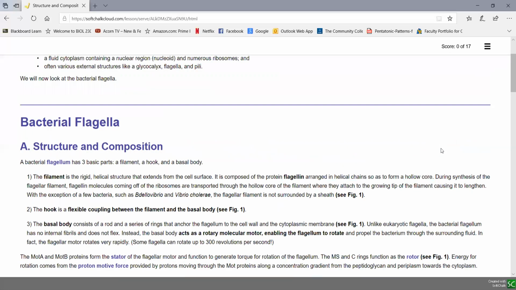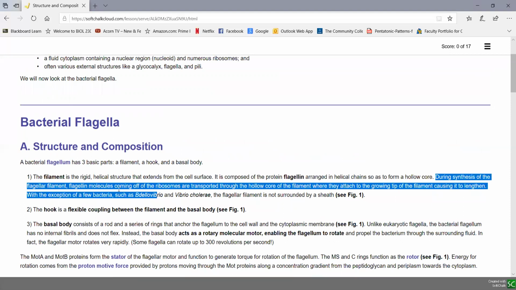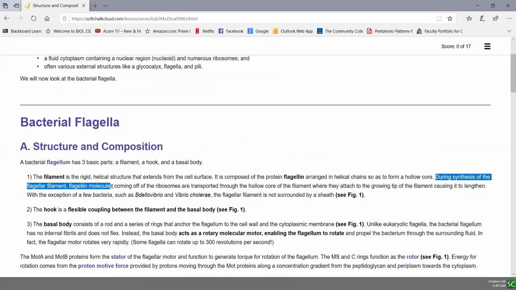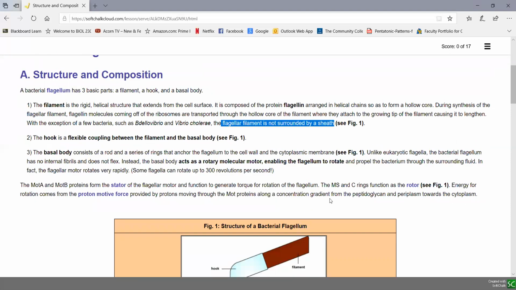During synthesis of the flagellin in the filament, flagellin molecules coming off the ribosomes are transported through the hollow core of the filament, where they attach to the growing tip of the filament, causing it to lengthen. And with few exceptions, the flagellar filament is not surrounded by a sheath, such as a flagella in eukaryotic cells. The second part, the hook, is a flexible coupling between the filament and the basal body.